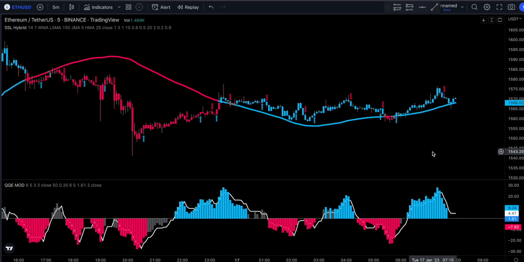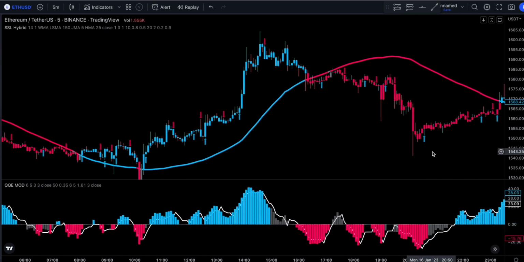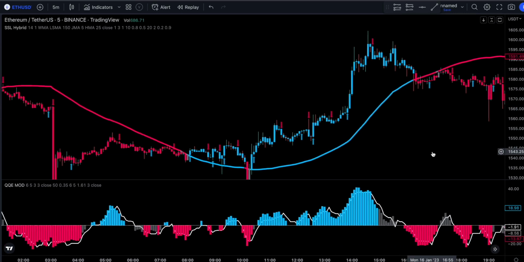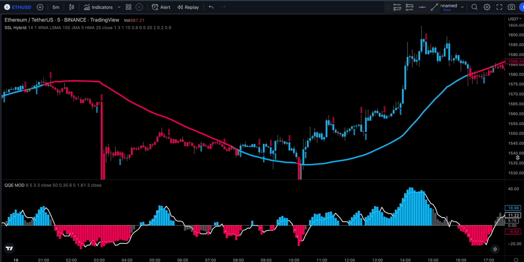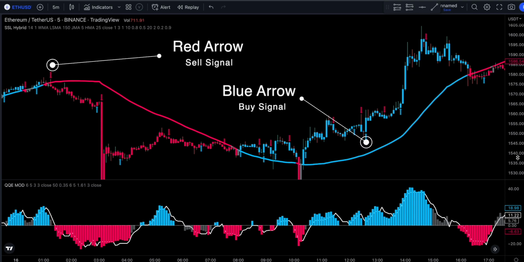SSL Hybrid is a trend-following indicator that incorporates both moving averages and exit signal that will be used for entries, as well as bar colors. Generally, we're only going to be looking to buy when the price is higher than the baseline. On the other hand, sell entries will only be available when the price is lower than the moving average. The arrows you can see on the chart will serve as confirmation of a buy or sell entry.